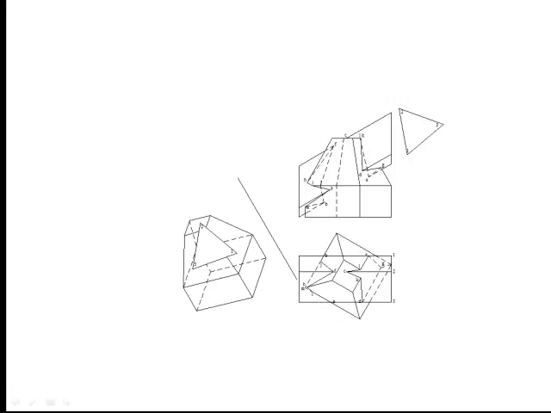Now we take away the lines. Now we can see where the triangular base prism intersects the square base pyramid and the square base prism, like so. There is your answer.